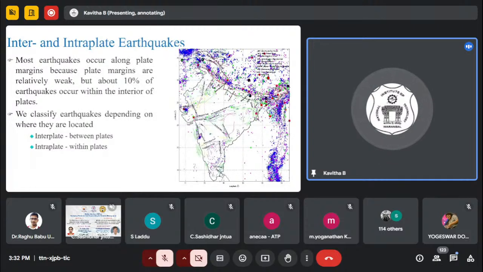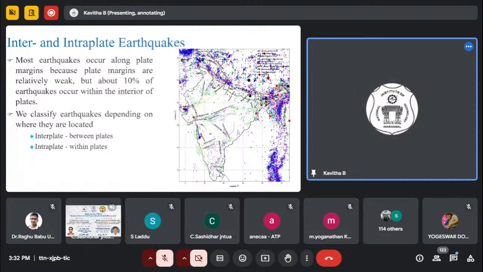When you see the other parts of India, maybe South India or Middle India, you have very few events, but still you have those lines. Those lines indicate faults. These faults are responsible for those few events, which have very low magnitude. But in the boundaries where you see more events, these events are responsible for the tectonic movements, hitting another plate in that particular area.